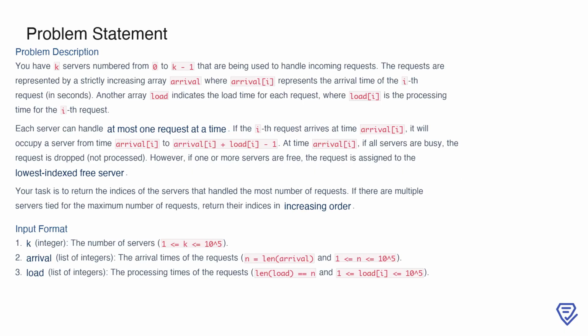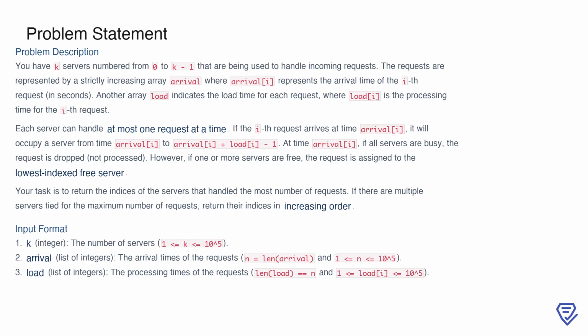In this problem, you are given a set of K servers numbered from 0 to K-1 that process incoming requests. These requests arrive at specific times, which are provided in the arrival array. Each element arrival[i] represents the time, in seconds, when the ith request arrives. Additionally, the load array specifies the processing time for each request, where load[i] indicates how long the ith request will occupy a server. Importantly, each server can only handle one request at a time.